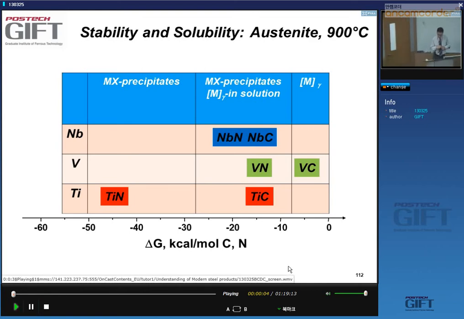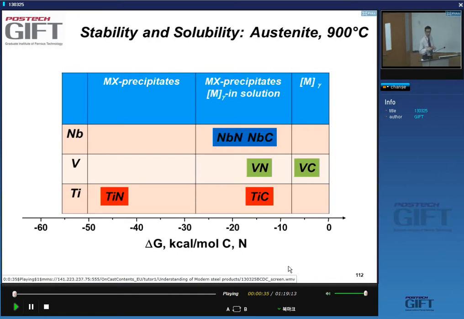Okay, let's continue with the lecture where we were discussing strengthening mechanisms in steels. We had closed last time with a discussion about stability of microalloying carbides and nitrides. So, in particular, thermodynamic stability.